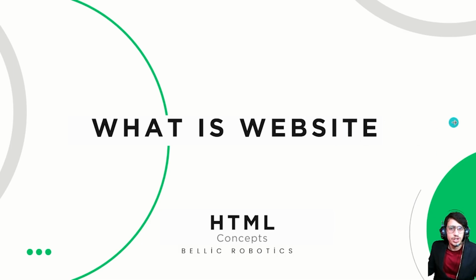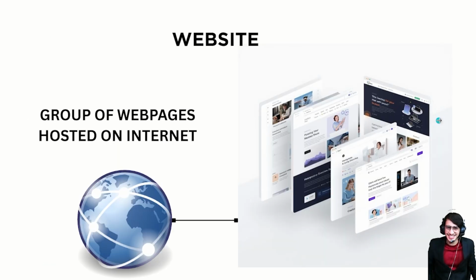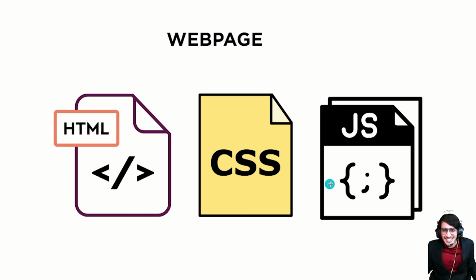So what is a website? If you access Facebook, Netflix, or Google, they all are websites. A website is a collection of web pages that are connected together and available on the internet. The definition says a website is a collection of web pages, but who will tell us what a web page is? If a website is a collection of web pages, then a web page is a collection of three components. The three components are HTML, CSS, and JavaScript.